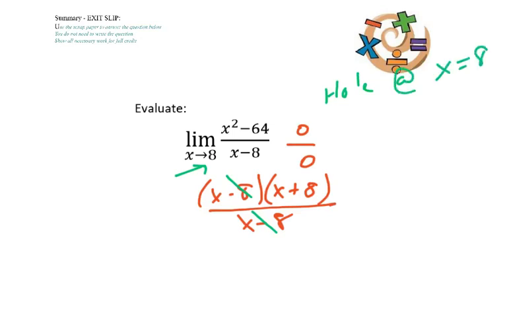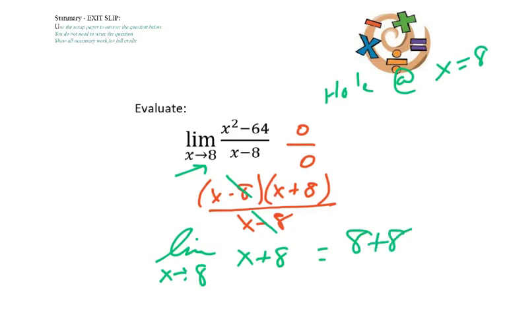Now, when we go to factor, again, the numerator is the difference of two perfect squares, so I can see that x minus 8 is my canceled factor. That leaves me with x plus 8 as our final simplified function, and so when we replug in, we're going to get 8 plus 8, which gives us 16. So hopefully you are all able to get that correct answer.